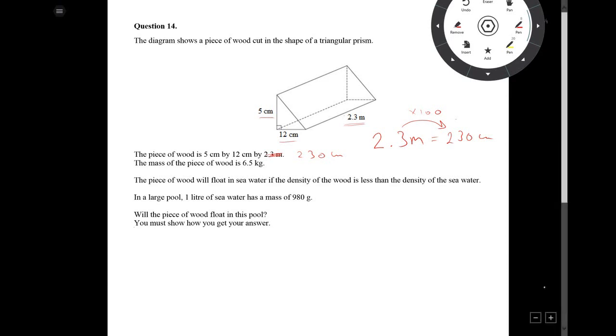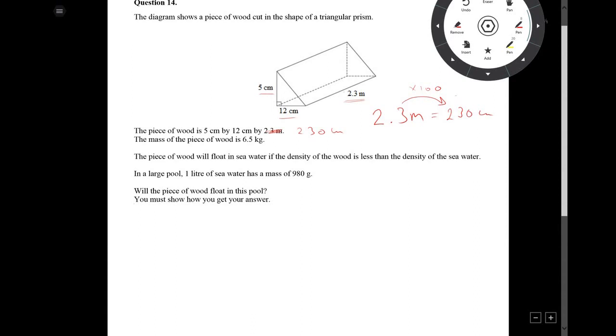So there you go. We want to work out both densities and see which one is higher, which one is lower. Then it says in a large pool, 1 liter of seawater has a mass of 980 grams. Will the piece of wood float in this pool? We must show how we get our answer. So we must show complete working out basically.